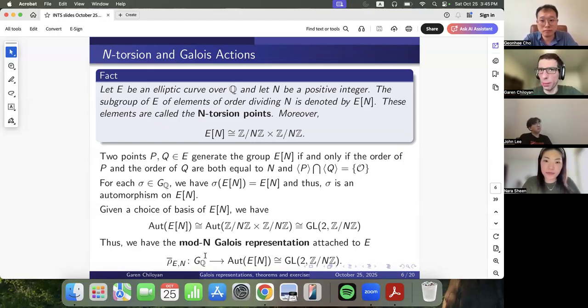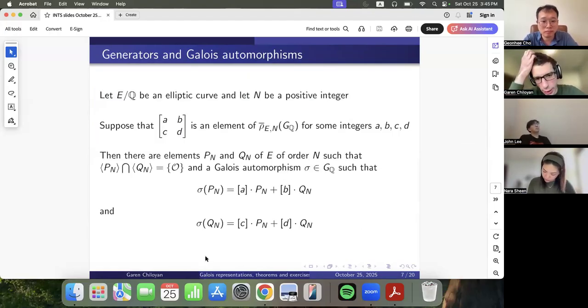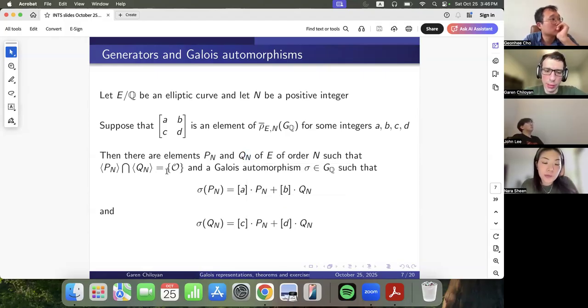We care more about the image because it's almost impossible to know how the map works, since, like I said, we only really know two elements of the Galois automorphism group of Q bar. So consider, let's say, I give you such a matrix A, B, C, D, an element of the image of the mod n Galois representation on G_Q. Let's say A, B, C, D are integers, and this is an invertible matrix modulo n. That means I can find you elements P_n and Q_n on E of order n, and they intersect trivially.